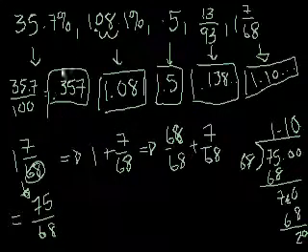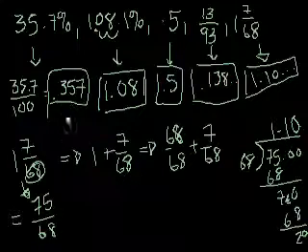Now we're ready to compare. All of these numbers I just rewrote as decimals. So 35.7% is 0.357. 108.1% is equal to 1.081. 0.5 is 0.5. 13 over 93 is 0.138. And 1 and 7/68 is 1.10, and it'll keep going on.